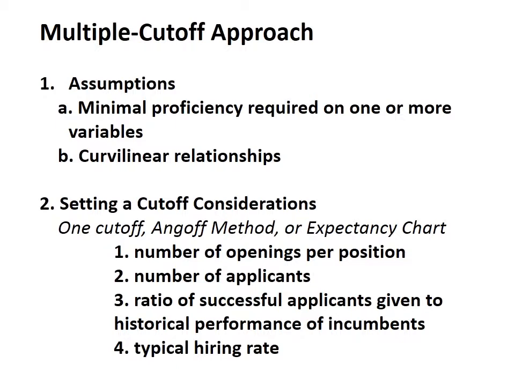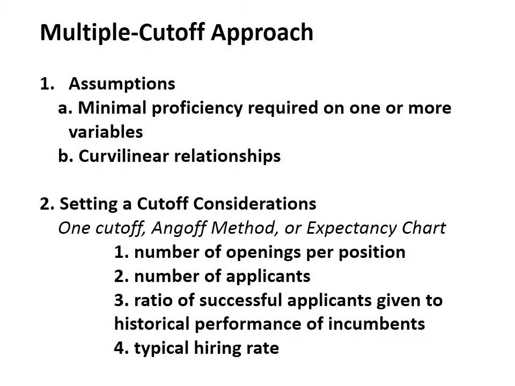that at a certain point, more intelligence does not necessarily mean better performance. So there might also be a minimum proficiency of hand-eye coordination, and you need at least a minimum level to do well in the job. But once you've attained that level, gaining more and more hand-eye coordination is not necessarily going to make you any better at that job. So an assumption here is that on each one of your predictors, there is a minimal proficiency required, and if you don't have that minimal proficiency, you would not be able to do the job.